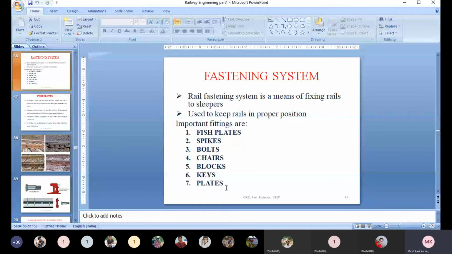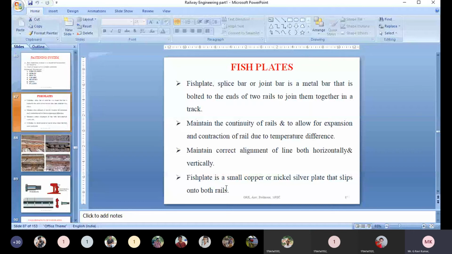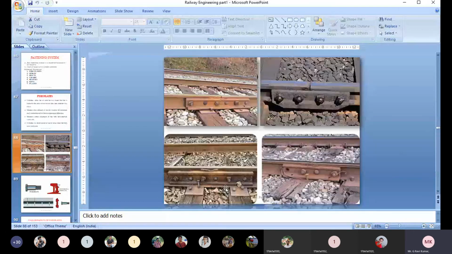Okay, now you can see, in this figure, fish plates are mostly used to join two rails within a track. In every figure, two rails are joined with some plates or some section. That section is called a fish plate, and that fish plate joins the rails by using some spikes or some bolts. So this is about fish plates.